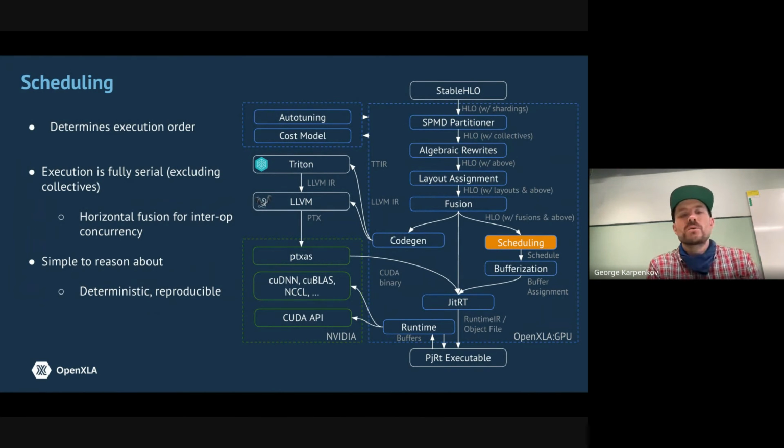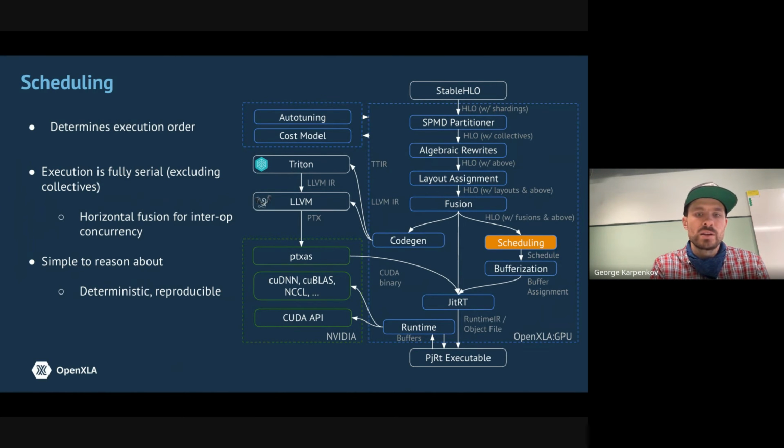Okay. So once we form those fusion clusters, we need to figure out in which order to run them. In XLA GPUs, the execution is fully serial, excluding collectives. Collectives do have a hack which allows them to run separately on a different stream, because there is already use start and already use end. But apart from that, the execution is fully serial. So there is no interop concurrency, which is very different from TensorFlow.